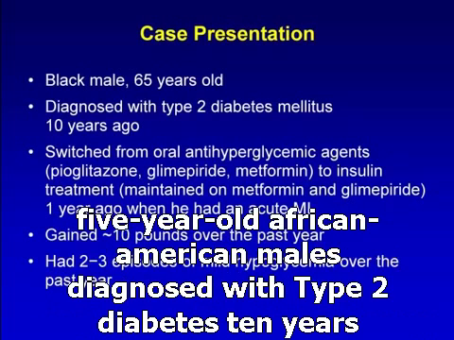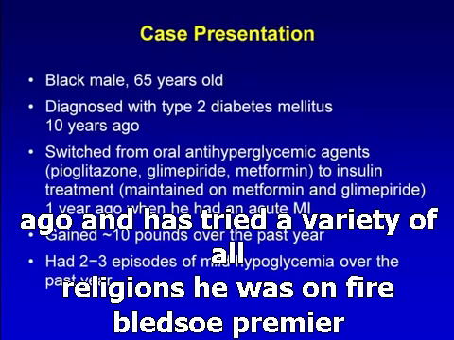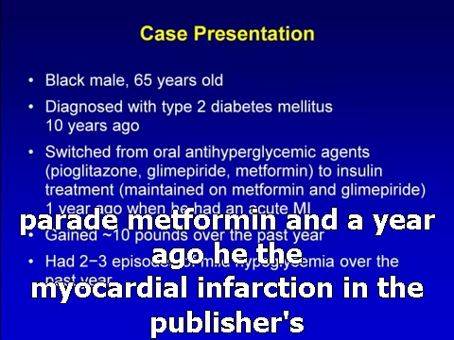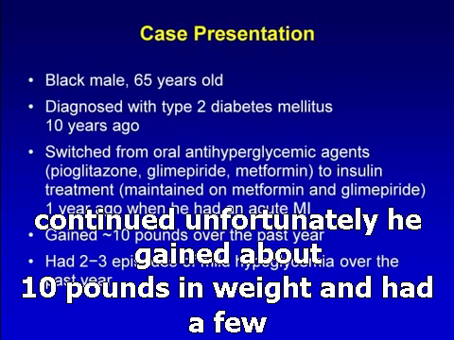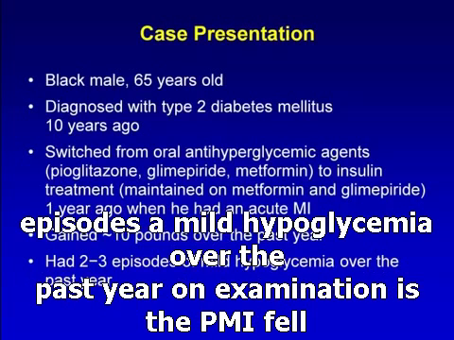A 65-year-old African-American male was diagnosed with type 2 diabetes 10 years ago and has tried a variety of oral agents. He was on pioglitazone, glimepiride, metformin, and a year ago he had a myocardial infarction and the pioglitazone was stopped, and he was started on insulin with metformin and glimepiride continued. Unfortunately, he gained about 10 pounds in weight and had a few episodes of mild hypoglycemia over the past year.